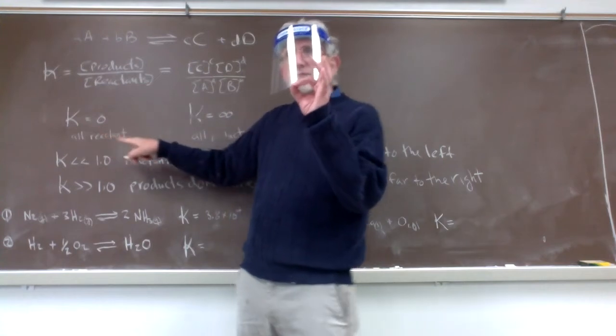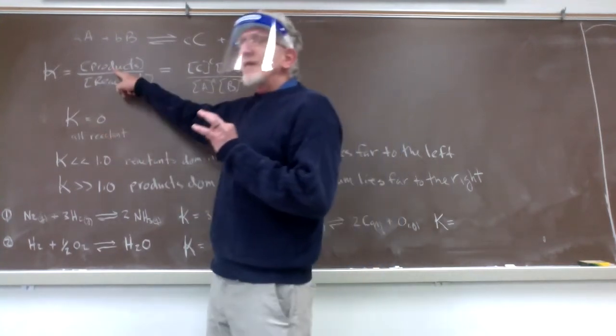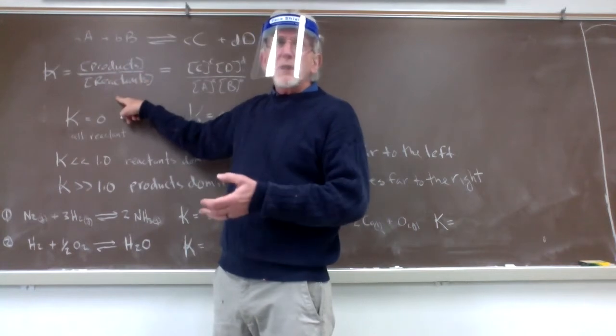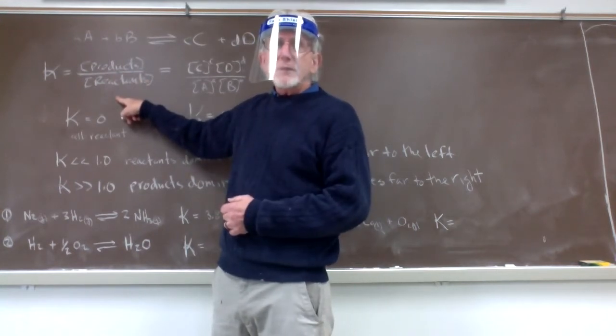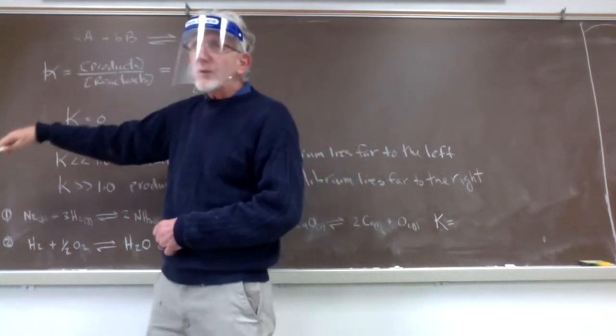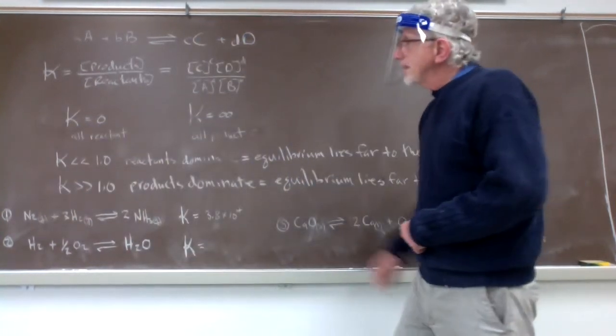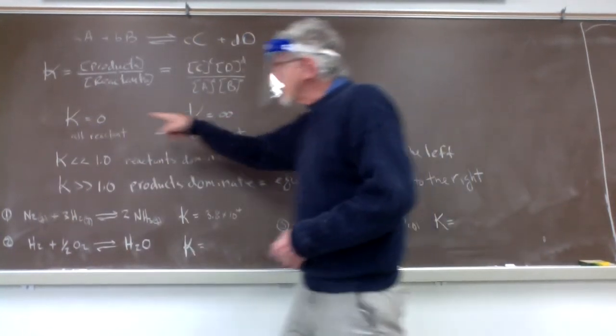And what does that mean physically? That means we don't have any product, right? Product concentration is 0. All of the reaction is in the reactant form, right? The reaction is shifted all the way to reactant at equilibrium. That would be K equals 0. The far extreme, so that's the minimum value.